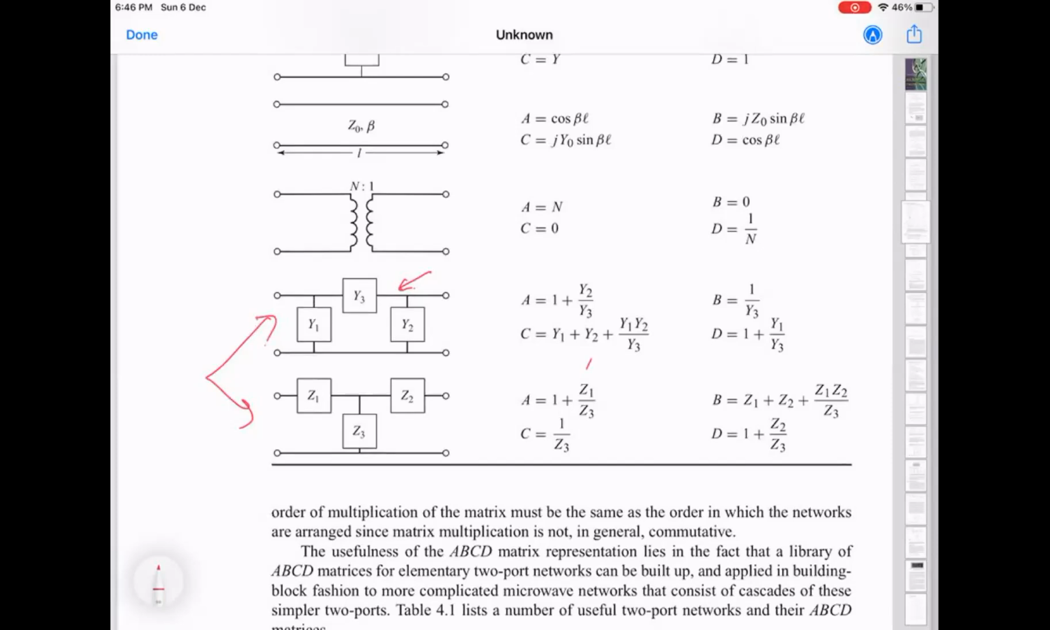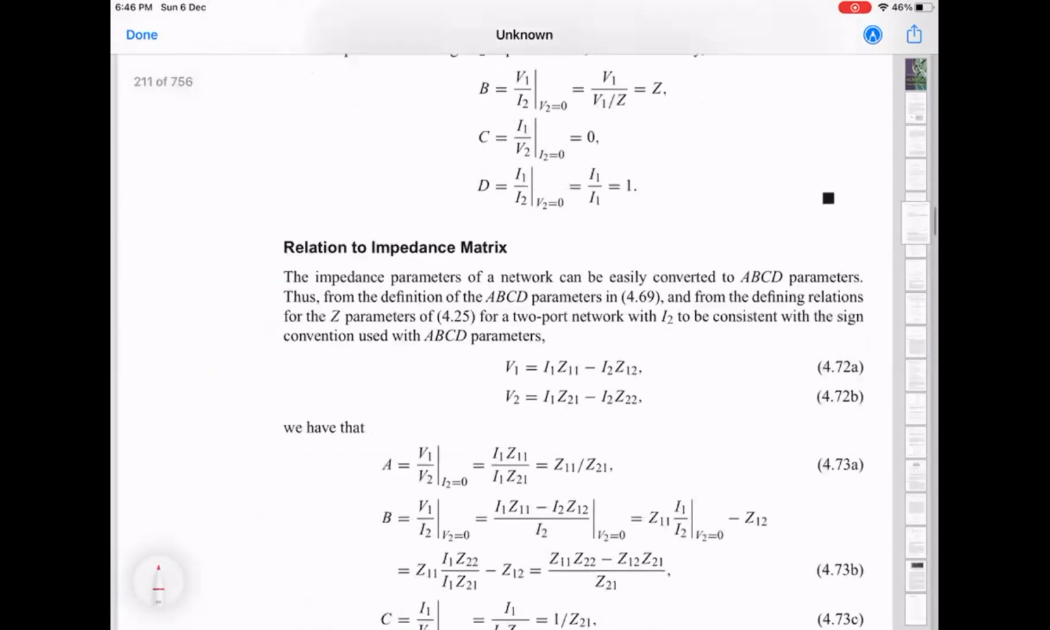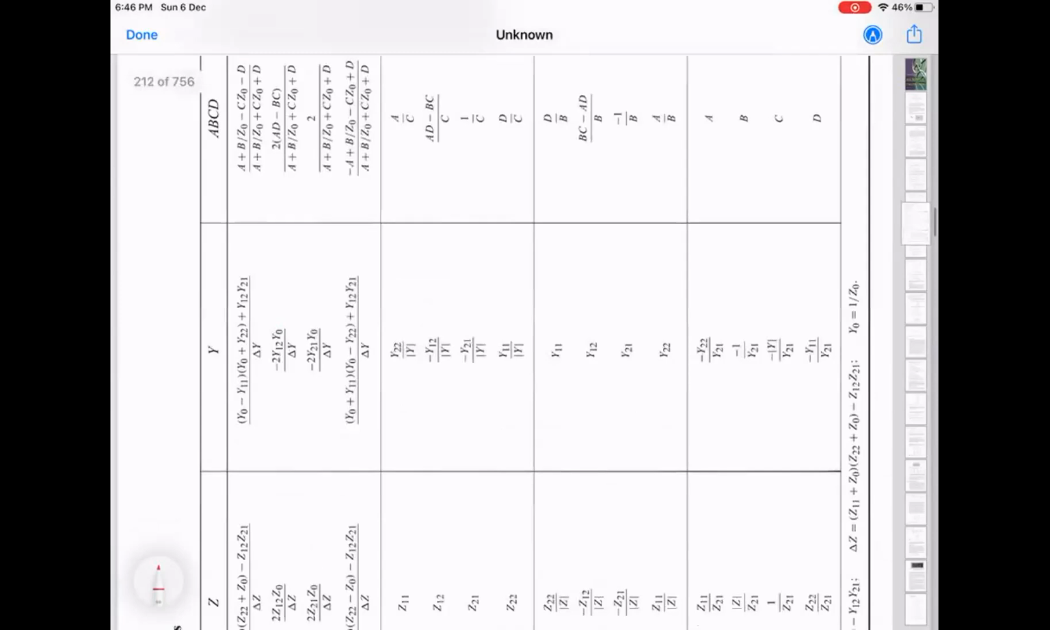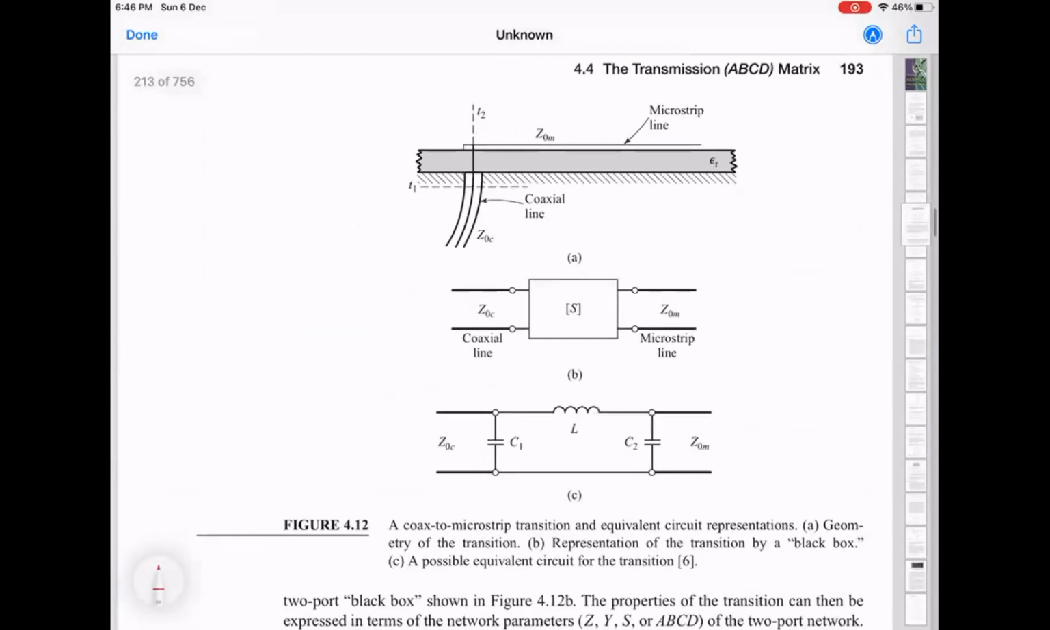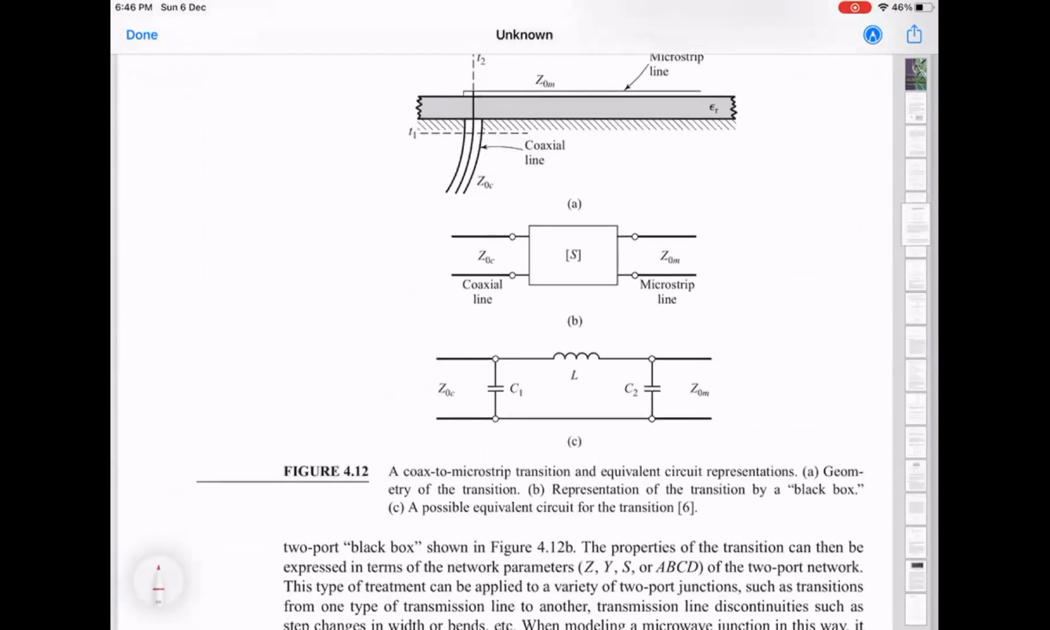The usefulness comes if y1, y2, y3, or z1, z2, z3 have a simple form, in the sense that it looks like an inductor, a capacitor, or a resistor, so that you can then draw the equivalent circuit. I think they discuss one example of a case where you can. This is basically an interface between a coaxial transmission line going on to a microstrip transmission line on a substrate.